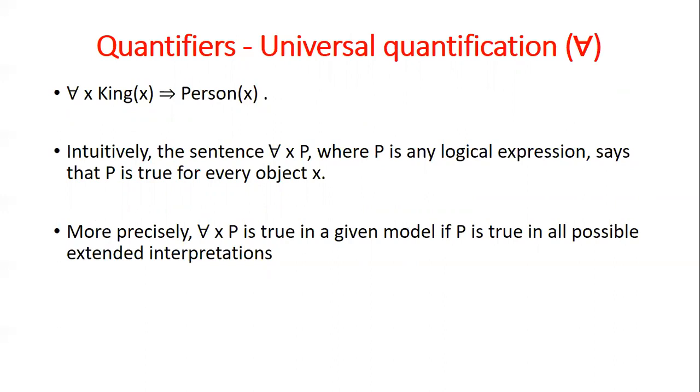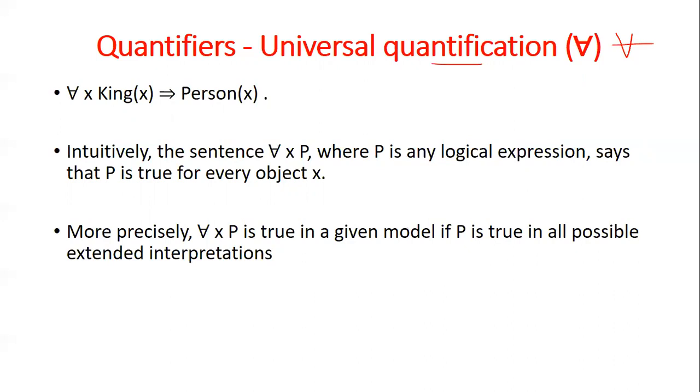FOL, first order logic, supports two quantifiers. One is called the universal quantifier, and this universal quantifier is represented using this type of symbol, which can be considered as an inverted A, right? And it also supports another quantifier, which is called the existential quantifier.